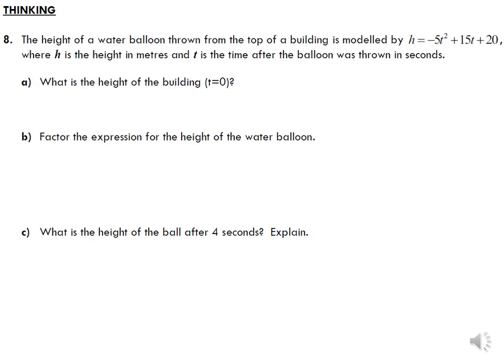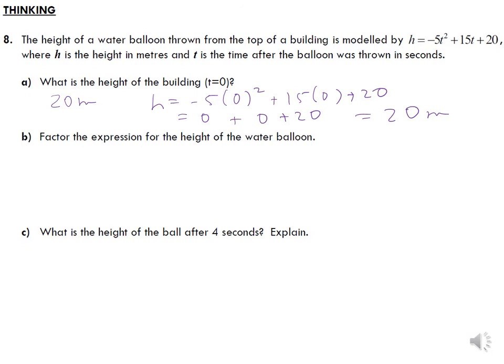If we look at this equation, hopefully you see a squared term, a plain t, and then a number. Your c value, the one that doesn't have a t, is your y-intercept. That's the height of the building. So that would be 20 meters. If you forget that, and you want to use my hint, t equals 0, then we would do this. Wherever you see a t, put a 0 in. 0 times anything is going to be 0. Same thing here. Plus 20. 0 plus 0 plus 20 equals 20 meters.